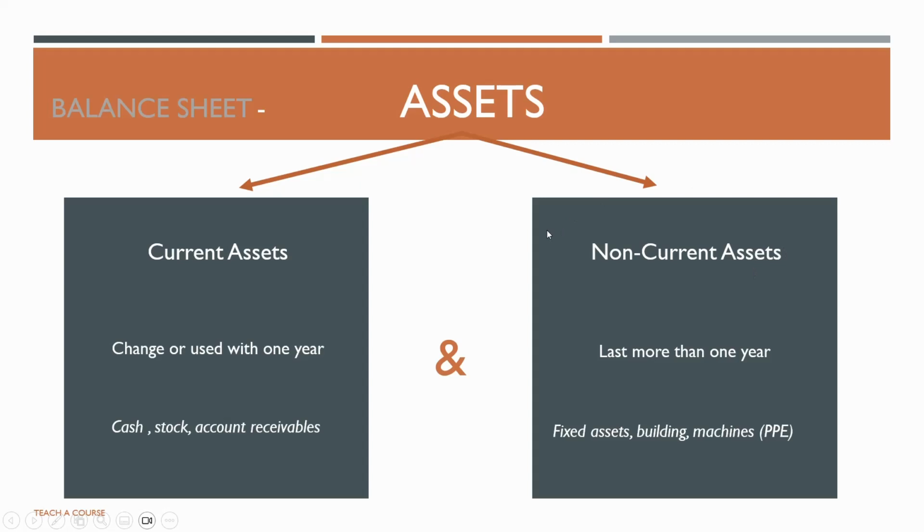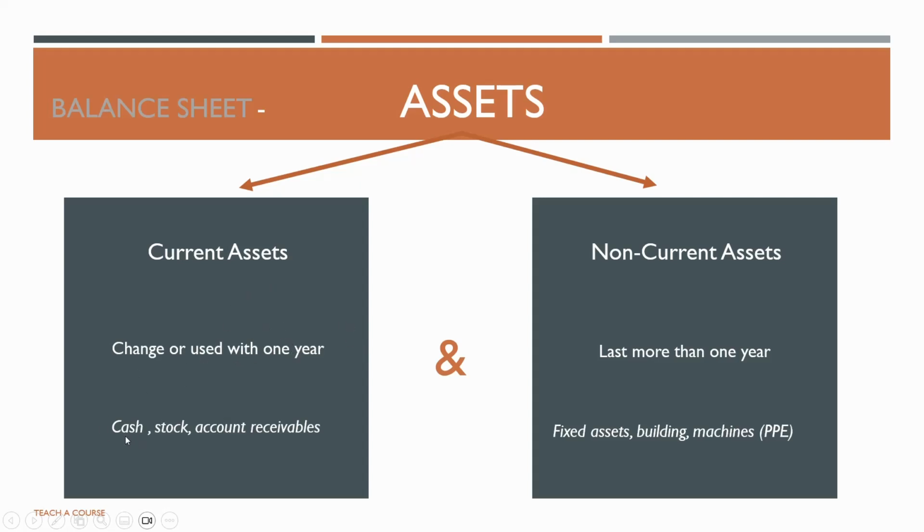The assets are also subcategorized into two, current assets and non-current assets. Current assets are all the types of assets, that is, everything the company owns, that will change its form or will be used within a 1 year period. So they are current.